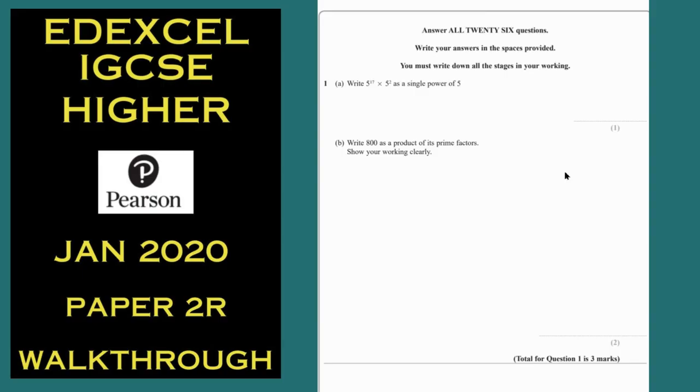First off, just simply combining the powers. Don't forget, when you multiply, you add the powers. So we get 5 to the power of 19.